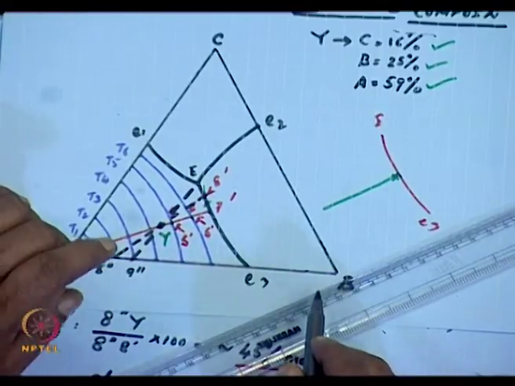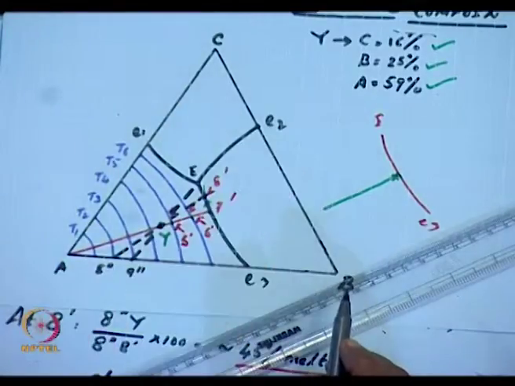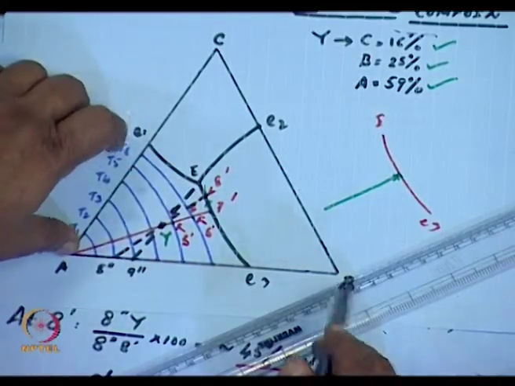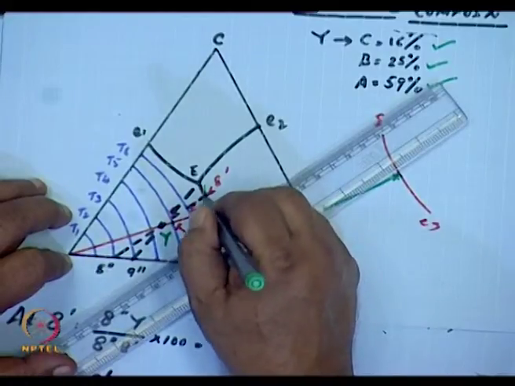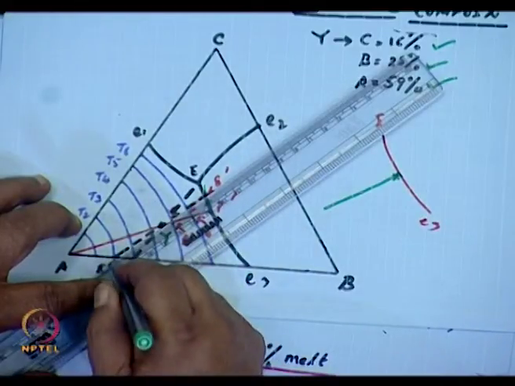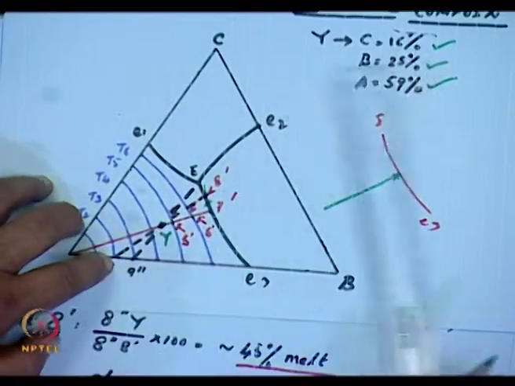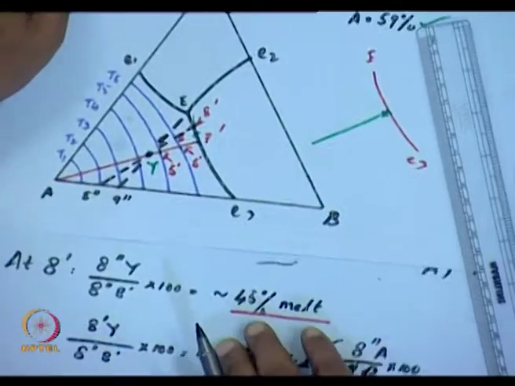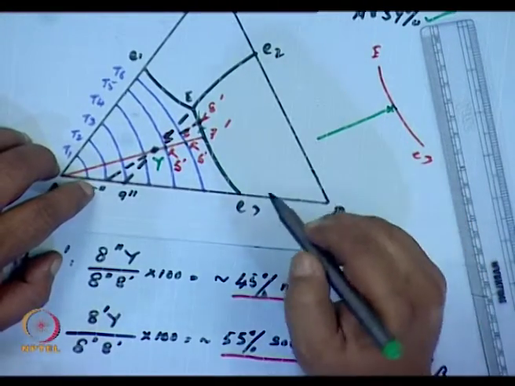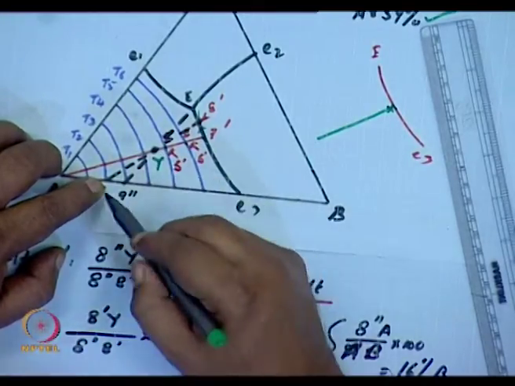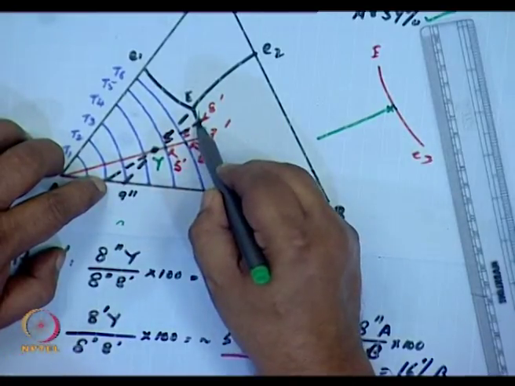Why? Because at 8 dash, it is no longer pure A. It is both A and B phase fields which are separating. So I cannot draw through 8 dash from A. What I have drawn is a joint 8 dash Y to this particular point 8 double dash, which is an extrapolation on the axis AB. At that particular point, now the lever rule changes a bit, because now 8 double dash Y will be the amount of the liquid, whereas the total length is 8 double dash 8 dash.